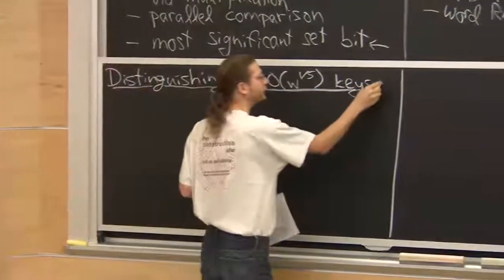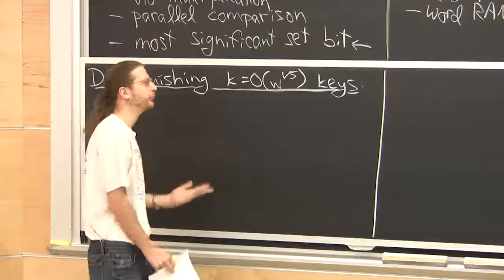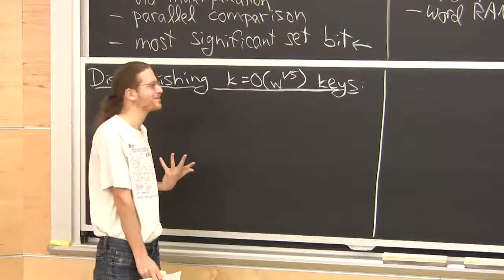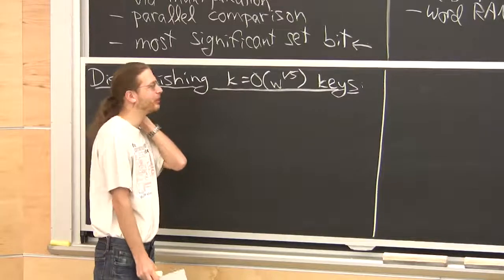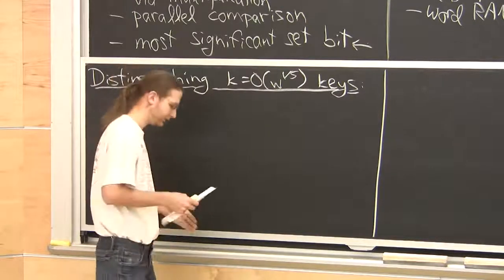Okay, high-level idea is, well, we've got w to the 1/5 keys. Each of them is w bits. Do you really need all w bits for each of them? It seems a little excessive. If there's only w to the 1/5 keys, you should only need about w to the 1/5 bits of each to distinguish them all. So that's the intuition.